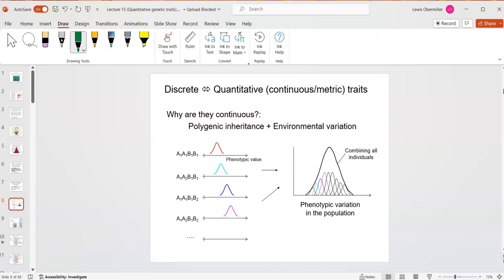Okay, so why are traits continuous? So usually this involves lots of genes, polygenic, right? We talked about that in human skin, and variations due to the environment. So when we look at all this stuff, like let's say we have this is the mean, and this is the mean, and we look them all together, we're going to get this continuous variation in a population, and it's going to look like a standard bell-shaped curve, just like we discussed previously.